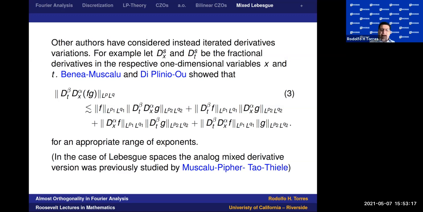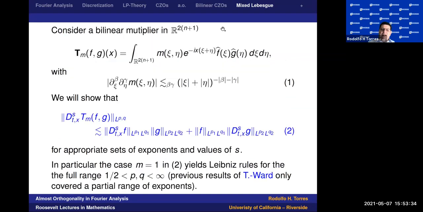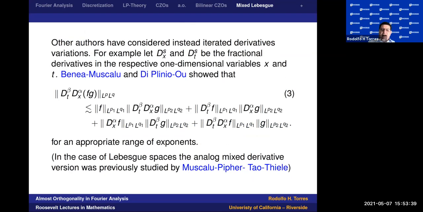Now I want to mention that there are other results of this type by Benea, Muscalu, and Di Plinio. But notice here that instead of taking a combined derivative of the product, they take an iterative derivative. So first they take the derivative in X and then the derivative in T, while we're taking the full fractional derivative simultaneously in all variables, right? So that's a big difference. And there's no relation really between these two estimates. Neither implies the other. They look similar, but they are different.